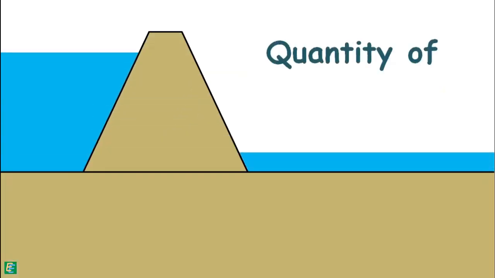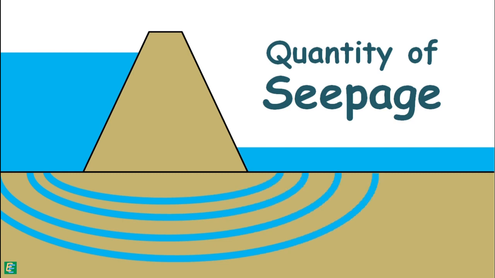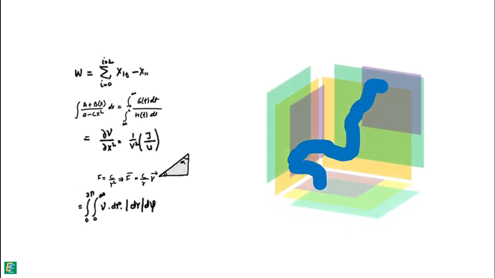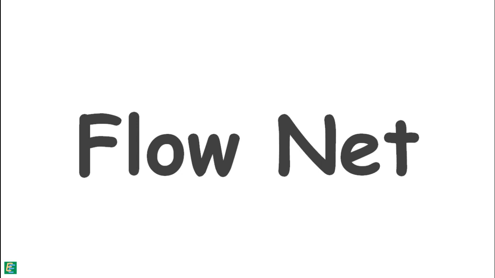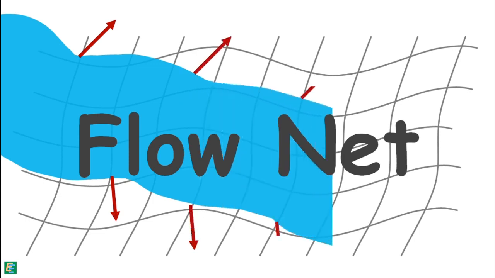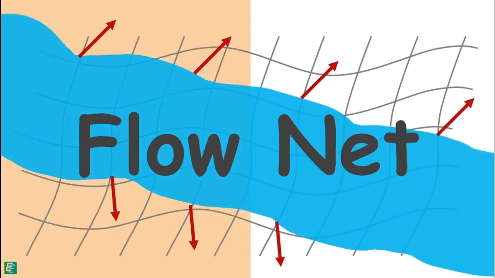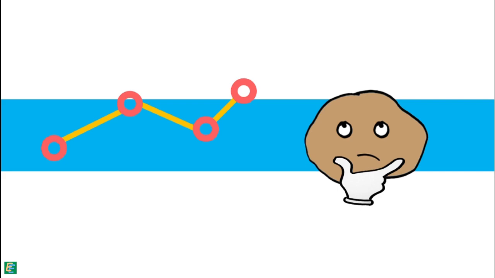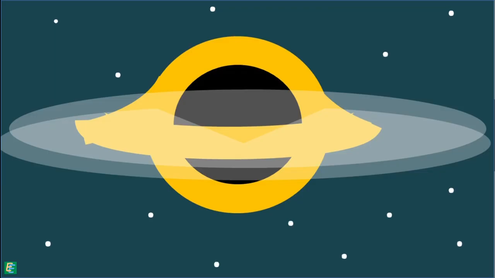One such problem is to estimate the quantity of water percolating via seepage through the soil under a dam. To solve such problems and to analyze multidimensional flow in soil, we make use of a concept called flow net. A flow net is a graphical representation of how the hydraulic energy is dissipated as water flows through the pervious medium. To understand the flow net, let's begin with analyzing one-dimensional flow before jumping into the multidimensional space.